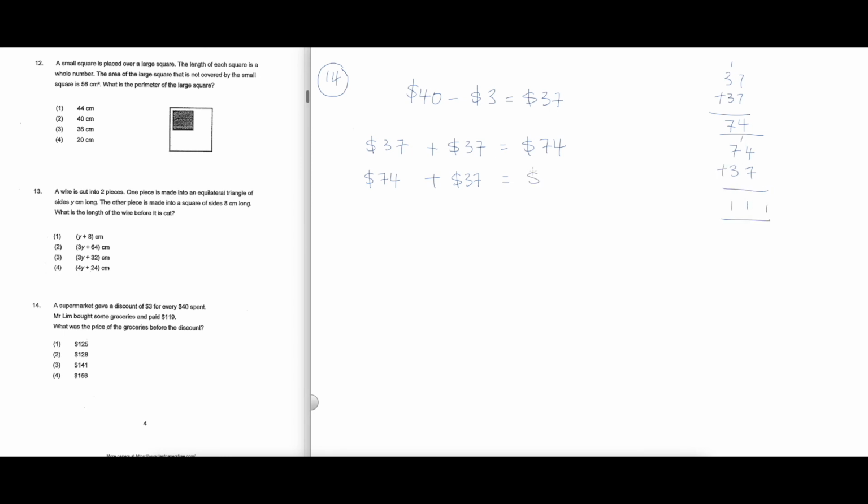We get $111. So, right here is 2 sets, right? So, right here is another set. So, it is 3 sets of 37. Okay? So, Mr. Lim paid $119. So, that means there's a remaining of $8.